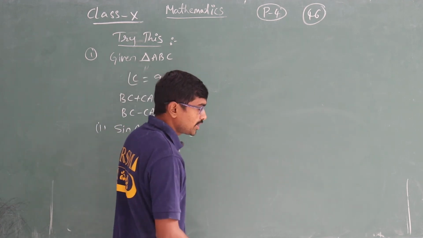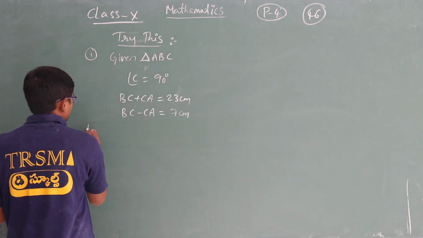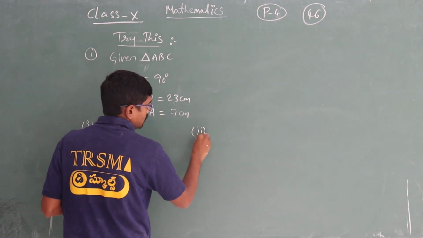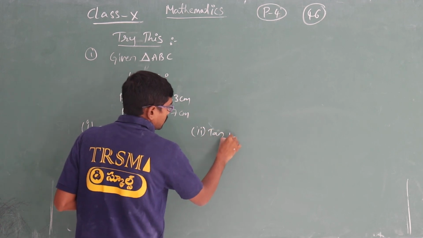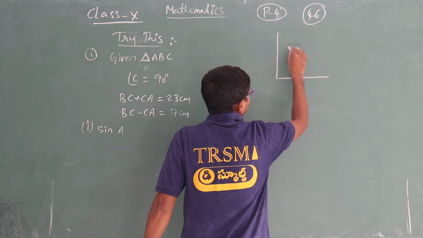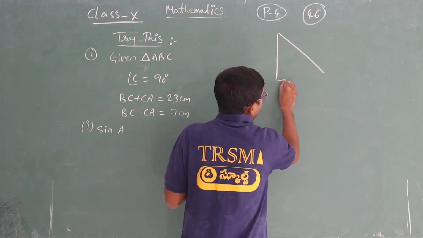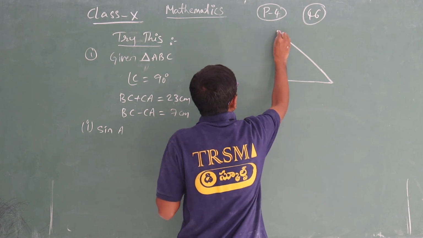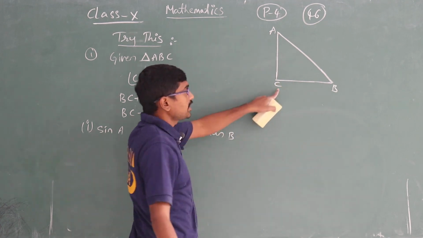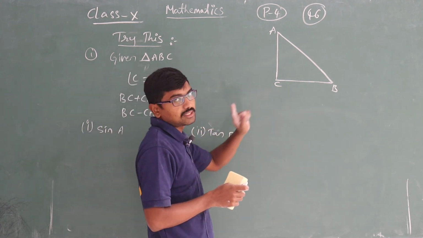Okay students, now coming to the point. First we need to find sin A, and next we need to find tan B. Here we have a right angle triangle, as he had given in the statement. So this is the right angle triangle ABC. Why am I taking C here? Because he had mentioned that angle C is equal to 90 degrees. It means that the right angle is at angle C.